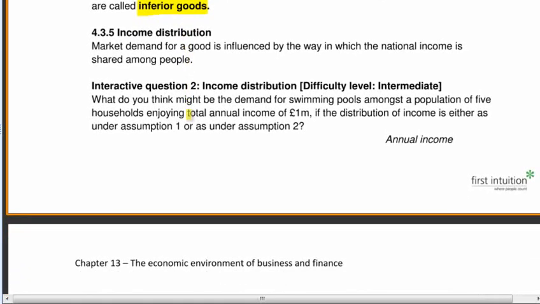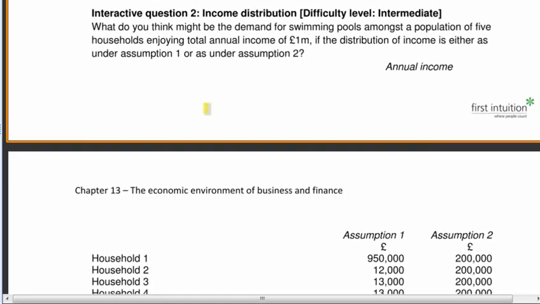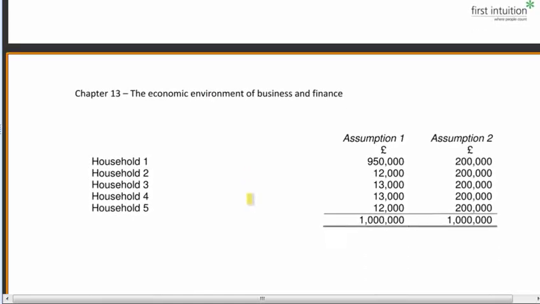Now we said in 4.3.5 that income distribution also affects demand. Okay, now we've touched on this actually in the first part of the chapter, so let's look at the interactive question. It says, what do you think might be the demand for swimming pools amongst a population of 5 households enjoying a total income of £1 million if the distribution of income is either as under assumption 1 or under assumption 2?